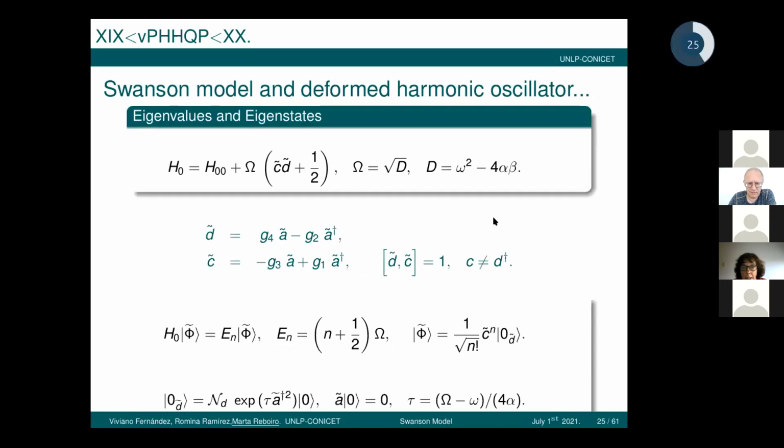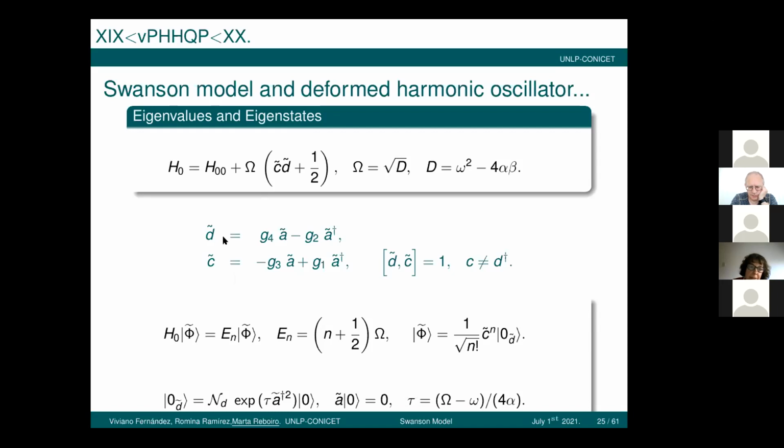Well, clearly, we can construct for the Hamiltonian the usual Bogoliubov transformation associated with the Swanson model, and we can construct the eigenvalues and eigenfunctions for this PT-symmetric phase. The ground state can be constructed in this way, and this ground state is a squeezed state of the system. What do I mean? Well, this will be clear in a moment.